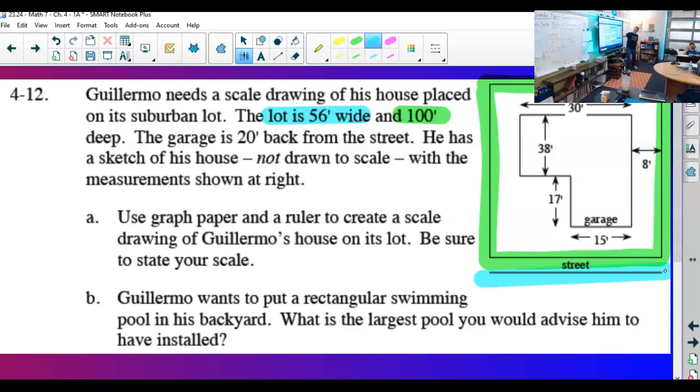So the other thing we know is the garage is 20 feet back from the street. And the garage is like right here. Ooh, we also know the garage is 15 feet wide.